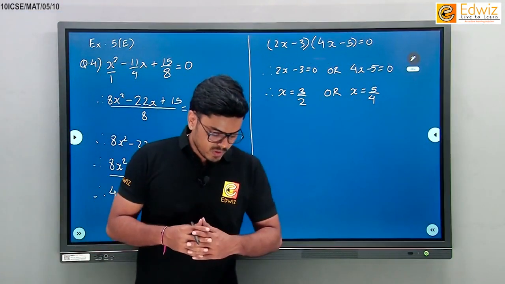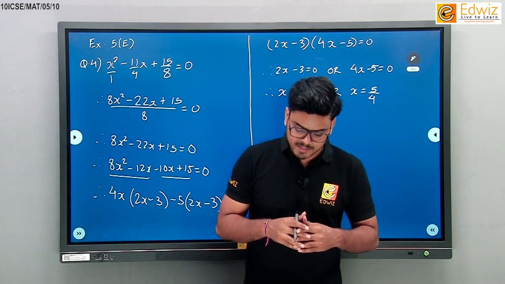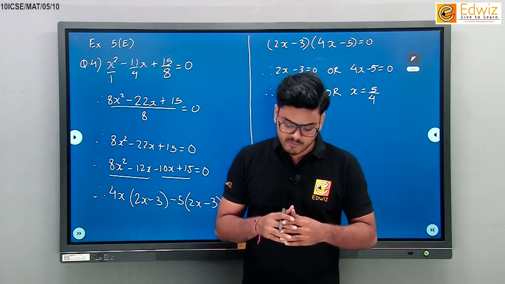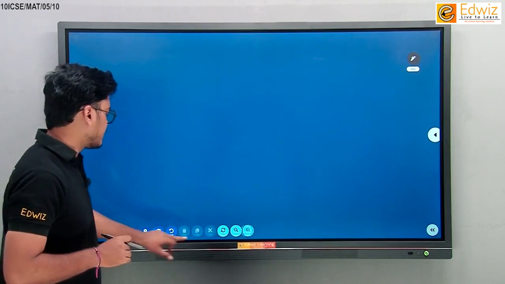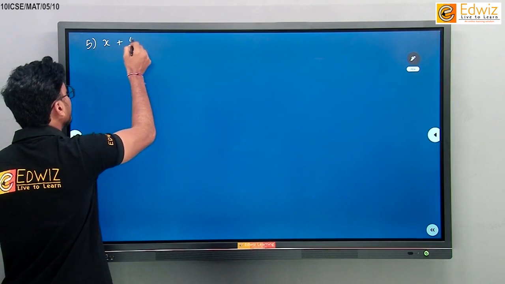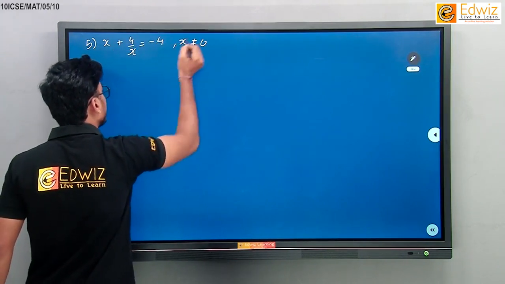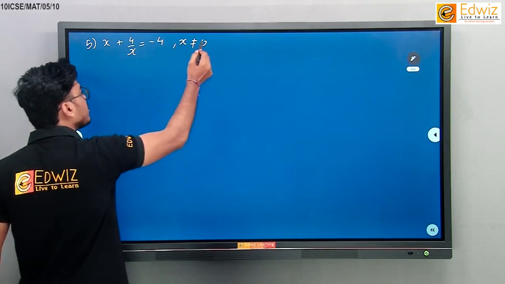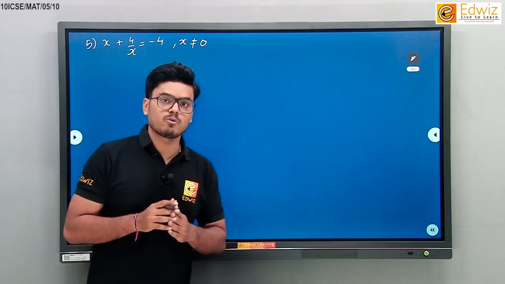Okay students, moving on to question number 5. x plus 4 upon x equal to minus 4, where x is not equal to 0. Next question is x plus 4 upon x equal to minus 4, and x obviously cannot be equal to 0 because it is in the denominator here, 4 upon x, correct? So this is the required equation, we have to solve it.